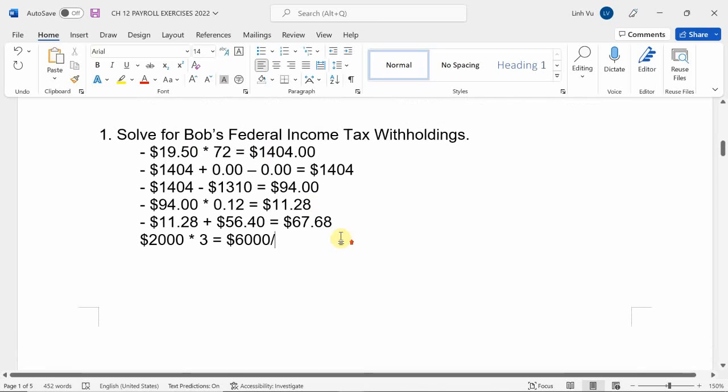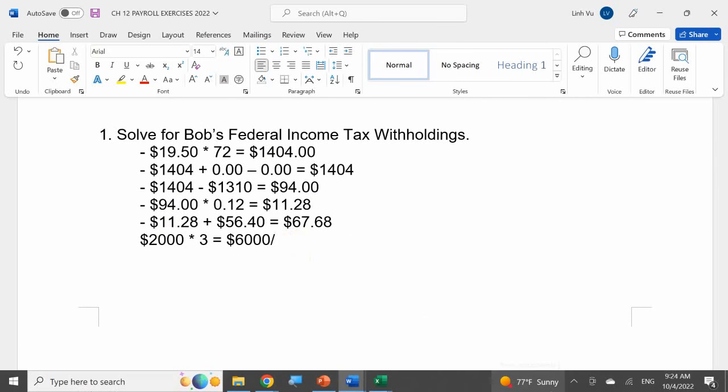So you're going to figure out if each child costs $2,000 per year, we want to know how much per paycheck. So in this case, $6,000 divided by 26. How much do you get? $230.77. Now, last but not least, that has to be withdrawn from his federal taxes.